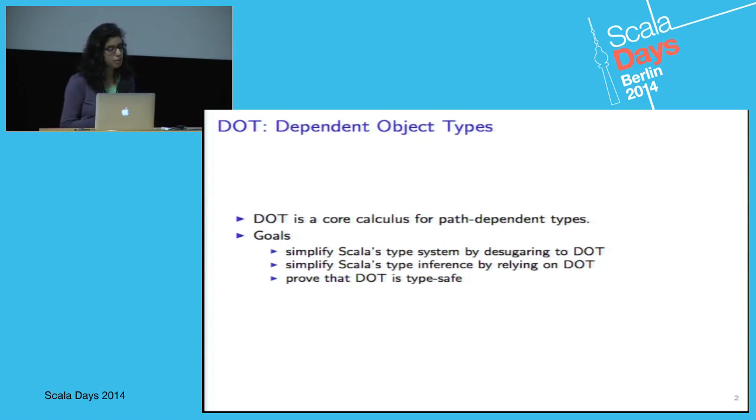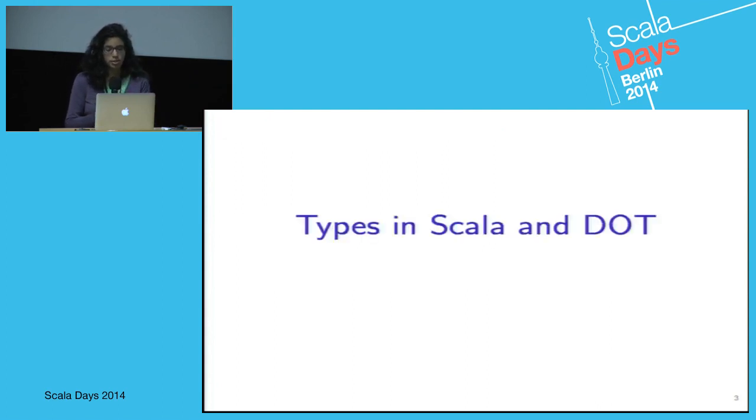So Martin is developing a new compiler called Dotty, which uses DOT as its core type system. And another thing I will show here is that DOT has extra constructs which simplify type inference in Scala. And finally, I'll give some idea of how to prove DOT is type safe by showing some challenges in the metatheory. But to get started, I just want to relate types in Scala to types in DOT.